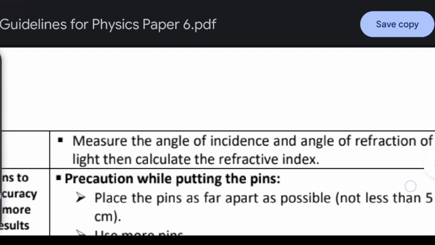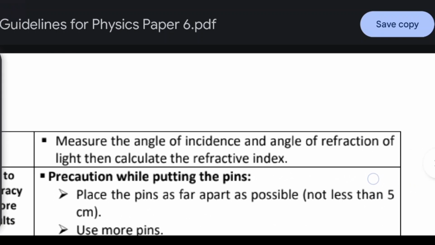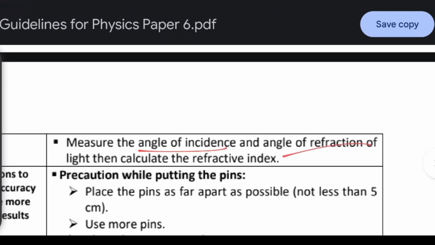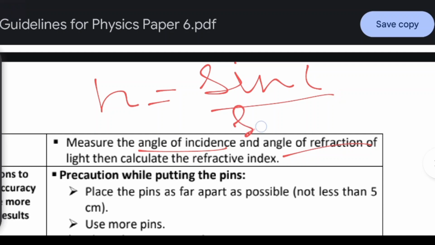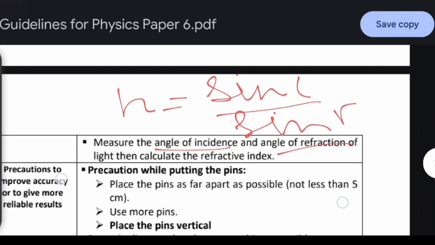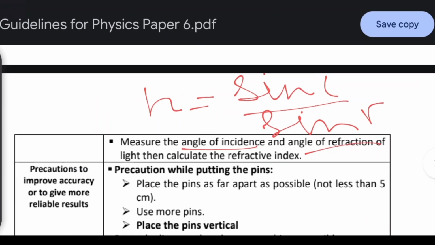Now, measure the angle of incidence and angle of refraction. Then you can use n equals sin I, where I is the angle of incidence, divided by sin R, where R is the angle of refraction, and you will find the refractive index.